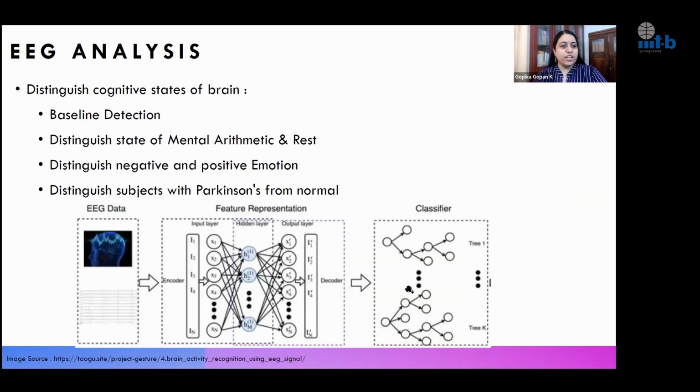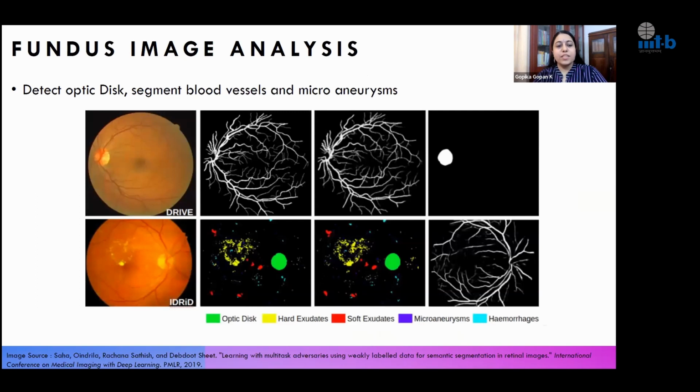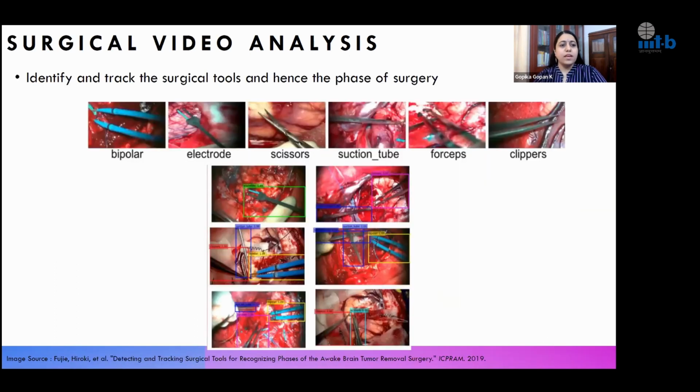In terms of EEG analysis, the current work includes baseline detection, distinguishing the state of mental arithmetic and rest, distinguishing negative and positive emotion, and distinguishing subjects with Parkinson's from normal. In terms of fundal image analysis, the objective is to detect the optic disc, segment blood vessels, and microaneurysms. In surgical video analysis, the aim is to identify and track the surgical tools and hence the phase of surgery.